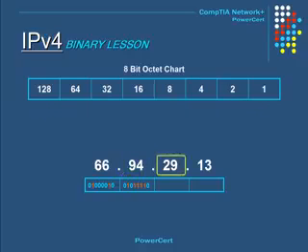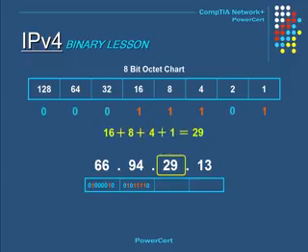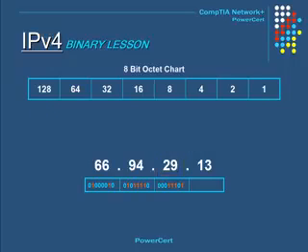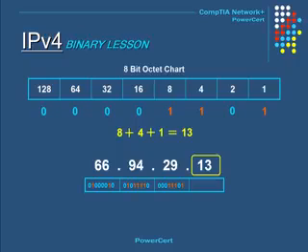So the next number is 29. So let's put a 1 under 16, 8, 4, and 1. And when you add all the numbers up, you get 29. And our last number is 13. So let's select 8, 4, 1, and when you add those up, you get 13.